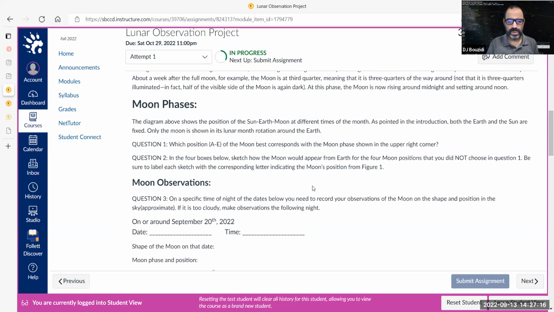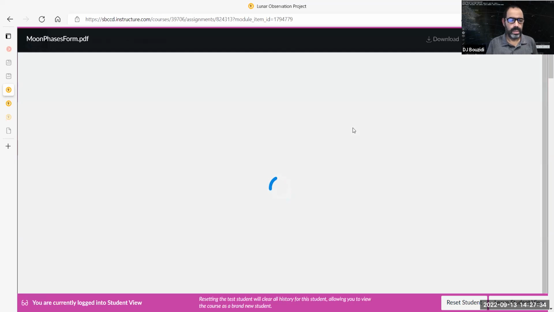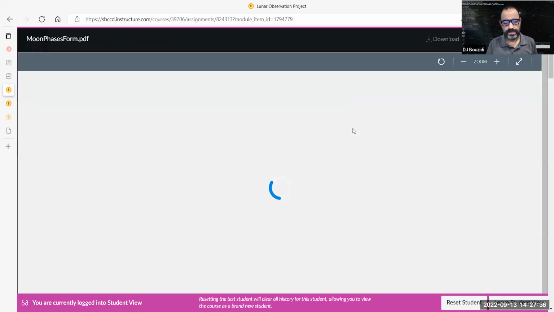Let me show you those two files because they are probably going to be helpful to you. This file is a PDF version of this very same file. This is a Word file, and this is a PDF file. Whichever is easy for you to work with. So I'm going to click on the PDF file and open it.